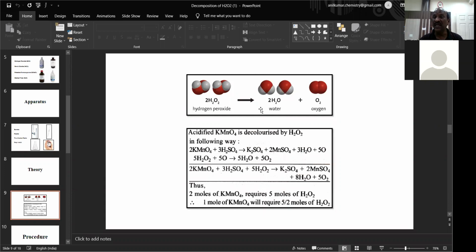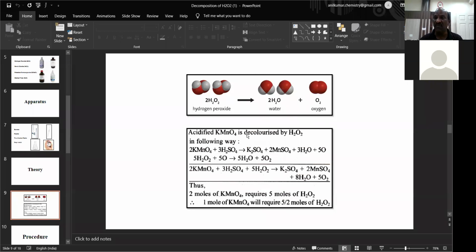So decomposition of hydrogen peroxide in presence of ferric ion will be converted to water and oxygen. That is nothing but this equation you have to write: 2H2O2 gives 2H2O plus O2. This is hydrogen peroxide, water and oxygen.